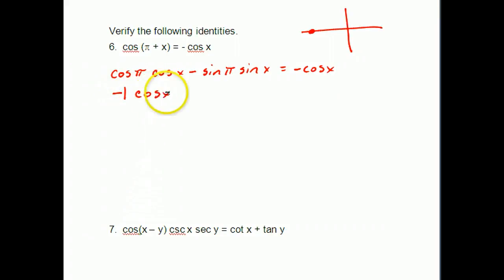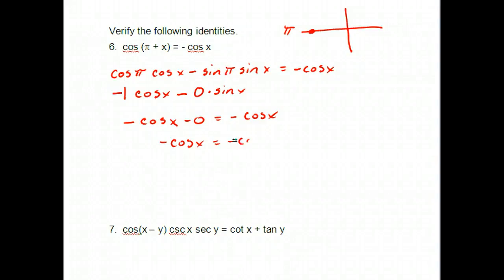And cos x we're just going to leave the same. Now minus sine pi here is the height at that value at pi, and the height of that point is 0 times sine x. Because 0 times sine x must equal 0, negative 1 times cos x is just negative cos x. And then we could put minus 0 here, because 0 times any number is going to be 0, is equal to minus cos x. And looks like I've done the identity here. Minus cos x is equal to minus cos x.